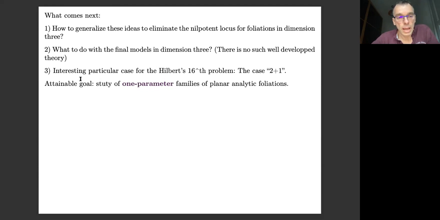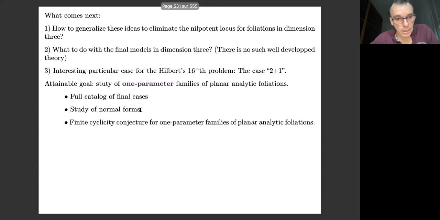Well, in this case, I think that there are some goals which, from my modest perspective, are more or less attainable in the short term. First of all, give a full catalog of cases, study the normal forms which appear, and then prove the finite cyclicity conjecture for these one-parameter families. So in some sense, this will give you a proof of Hilbert's 16th problem, at least the finiteness part, in the case of analytic families depending on one parameter.